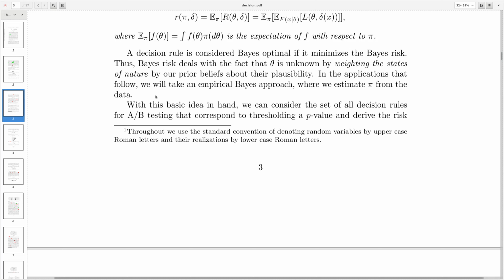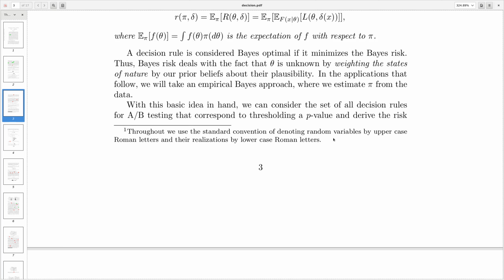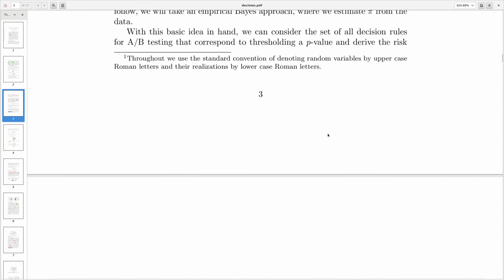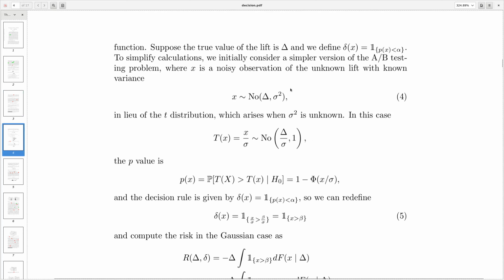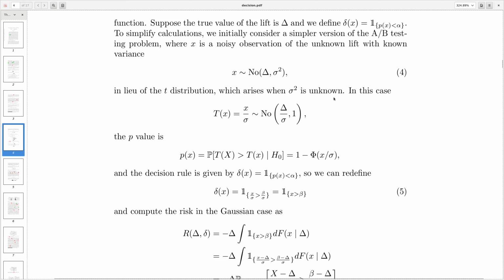In the applications that follow, we will take an empirical Bayes approach where we estimate P from the data. With this basic idea in hand, we can consider the set of all decision rules for A/B testing that correspond to thresholding the p-value and derive the risk function. Suppose that we have a true lift delta and we define the rule as p less than alpha. To simplify calculations, we initially consider a simple version of the A/B testing problem where X is a noisy observation.